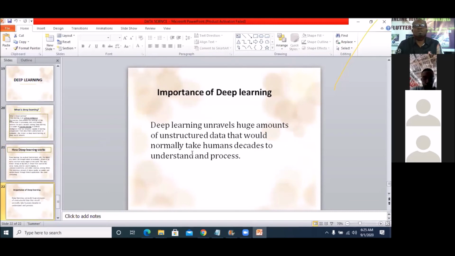So what is the importance of deep learning? Deep learning unravels huge amounts of unstructured data that would normally take humans decades to understand and process. Without deep learning, how much time would it have taken you to process data? Decades. You know what a decade is? 10 years. Something that would have taken you decades to process and understand, with deep learning, you can do it.